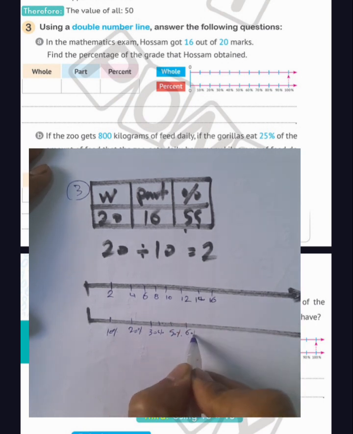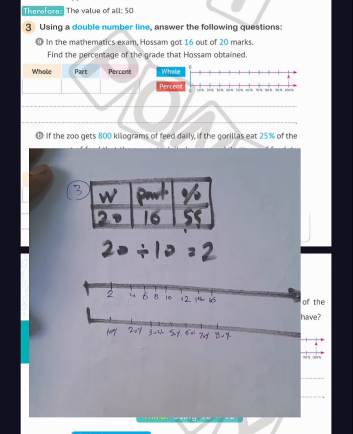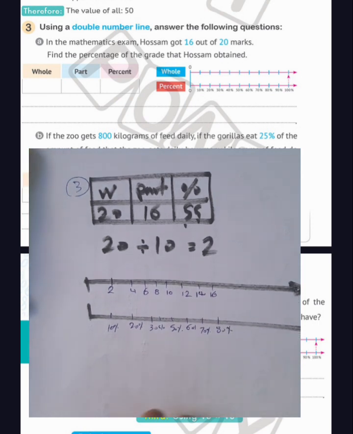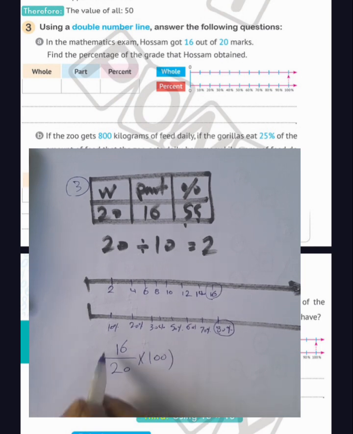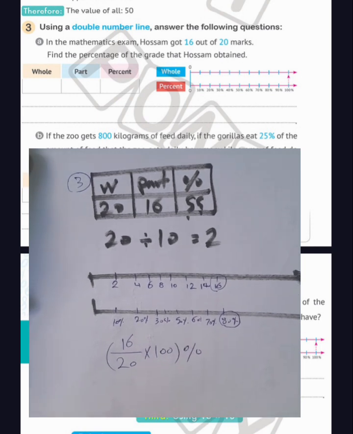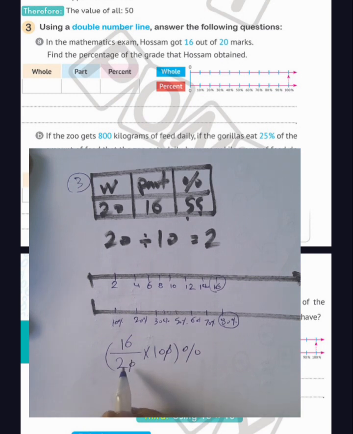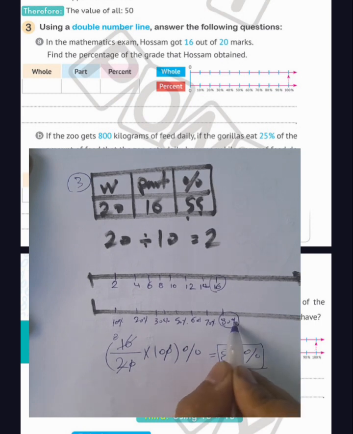60%, 70%, 80%. The result here: 16 corresponds to 80%. Or you can write 16 over 20 multiplied by 100 percent. Cancel 0 by 0, and 16 divided by 2 equals 8. 8 times 10 equals 80. Then the result will be 80%.